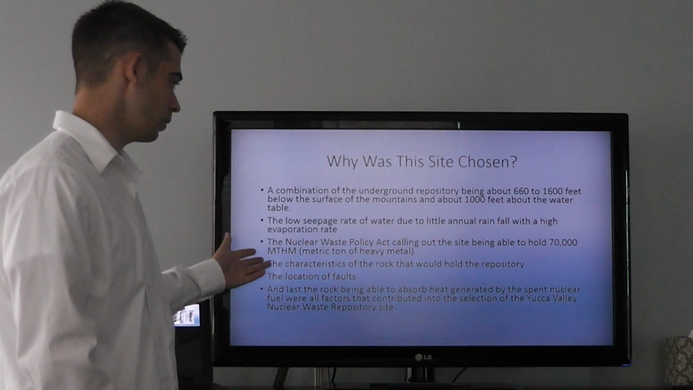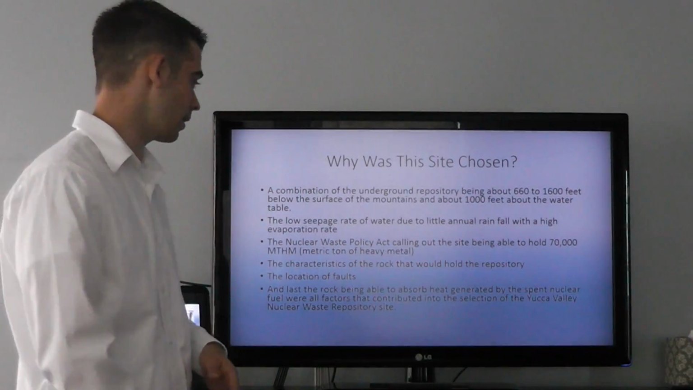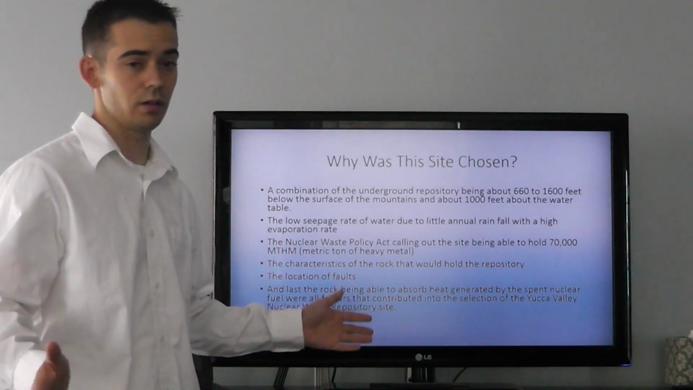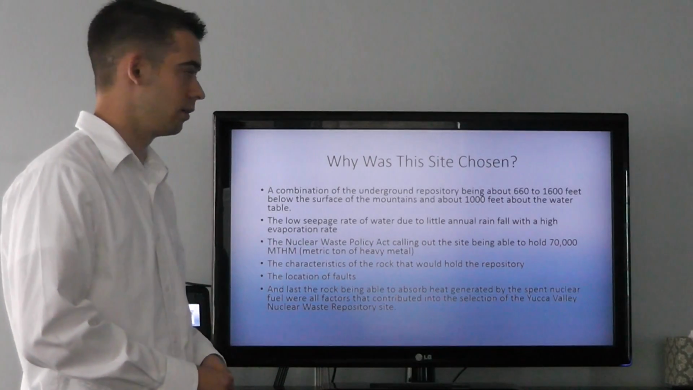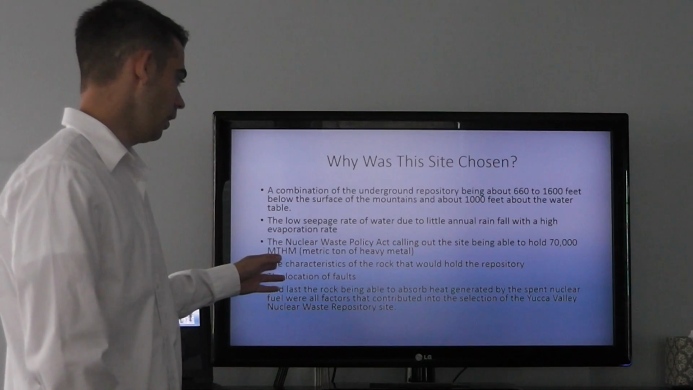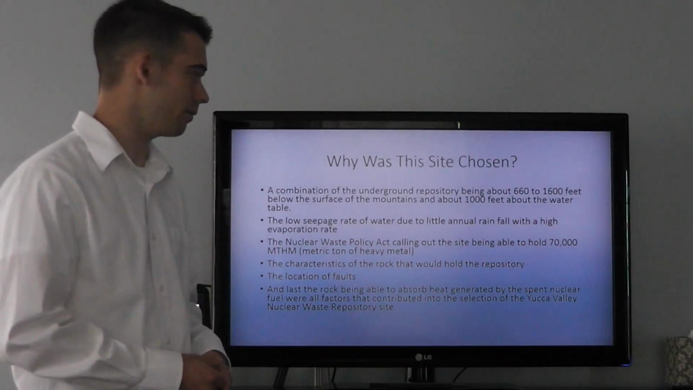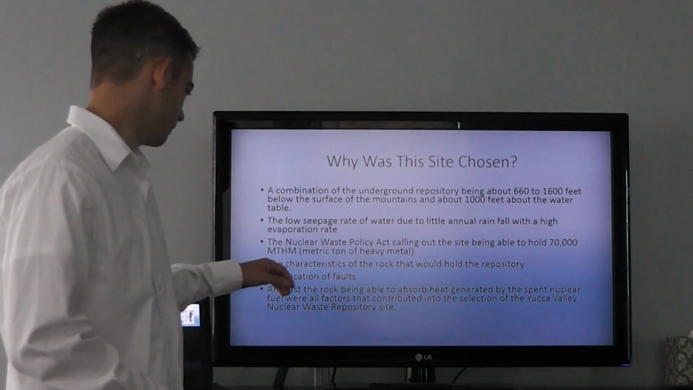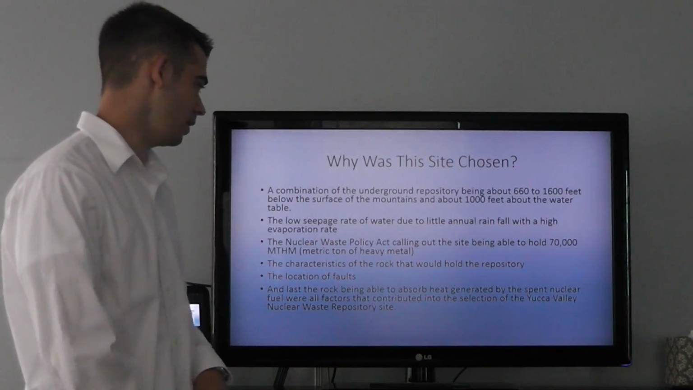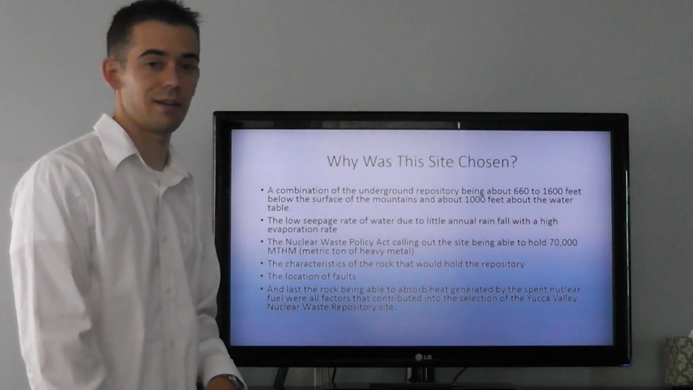Also, other things that went into it: the Nuclear Waste Policy Act wanted the site to be able to hold 70,000 metric tons of heavy metal, so the distance into the mountain they could actually dig out is a factor that played into it. The characteristics of the rock that would hold the repository, so there's a lot of volcanic tuff, the location of the faults, and the rock being able to absorb the heat generated by the spent nuclear fuel were all factors that contributed to site selection.